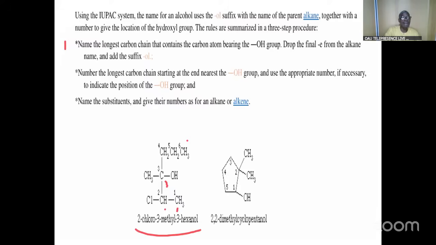Now the next one. Let's look at the second rule. It says number the longest carbon chain starting at the end nearest the OH group, and use the appropriate number, if necessary, to indicate the position of the OH group.